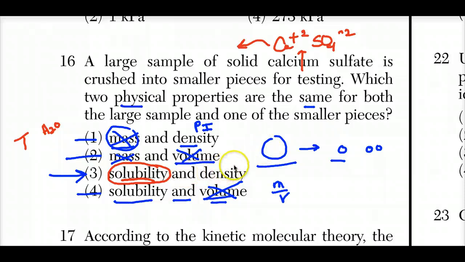Density, as we just spoke about, is also another physical intensive property. It does not depend on the size of the sample, it depends upon how the compounds actually exist, and therefore 3 is the answer. 16 is 3.